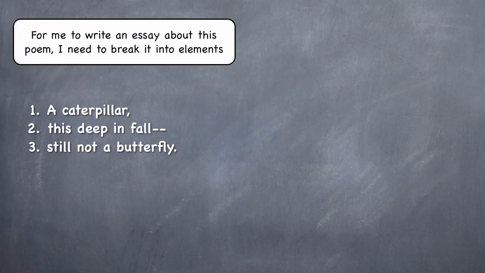Now, the most natural way to do it with this poem is to simply divide it into these 3 lines, because they're already divided that way. Number 1, the caterpillar. The caterpillar is the subject of this poem. Next, this deep in fall. This seems to have something to do with time. We're already in the fall, and it is still not a butterfly. It's not a butterfly yet. So these are the 3 parts.